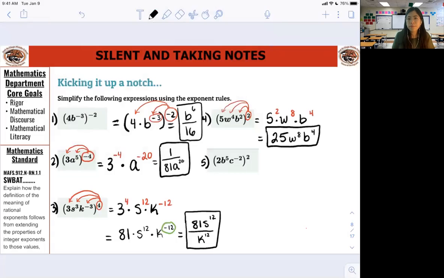So you don't add the exponents together? No, because remember, you only add the exponents if they have the same base. So if I had B to the power of 8 and B to the power of 4, then yes, this would be B to the power of 12. But in this case, I have a B and I have a W, can't combine them.